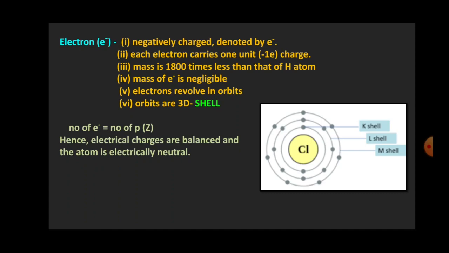So the number of electrons in the extranuclear part is equal to the number of protons present inside the nucleus, and it is denoted by Z. That is the atomic number.